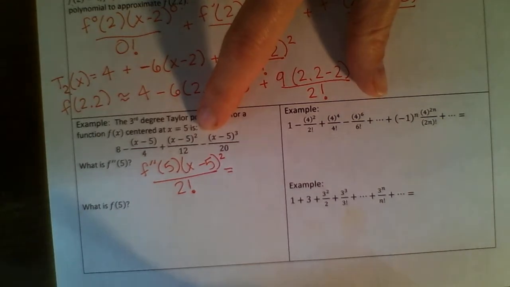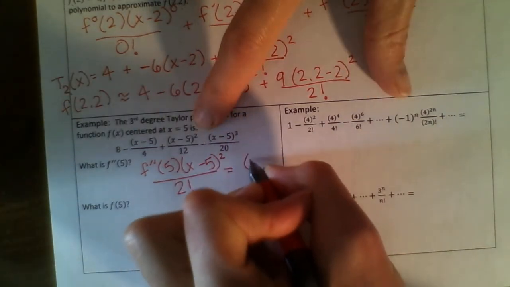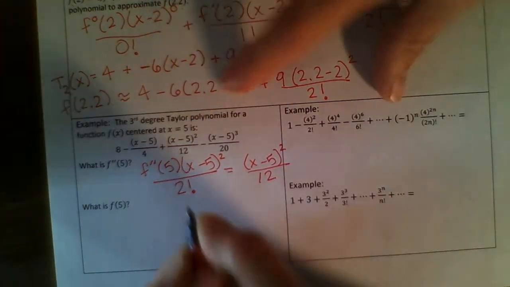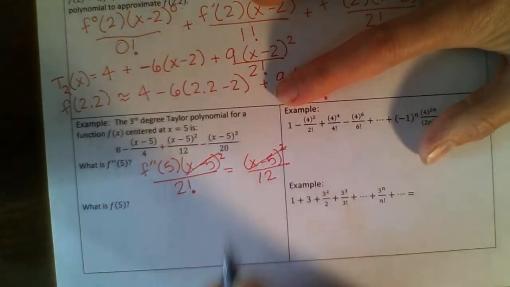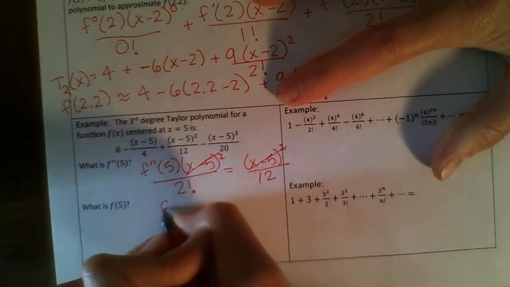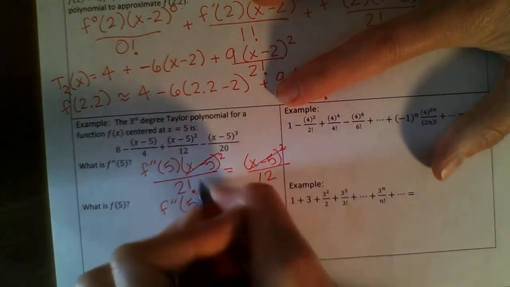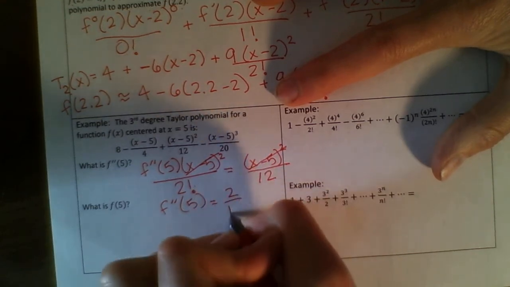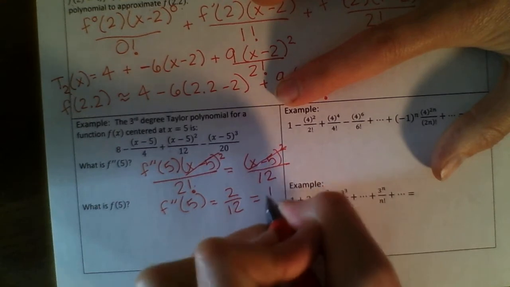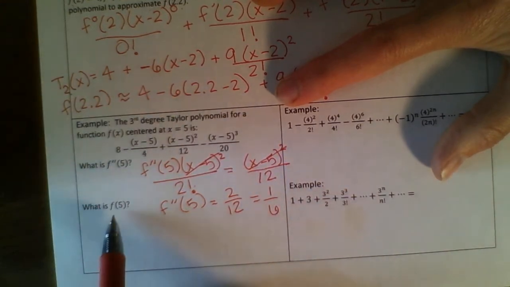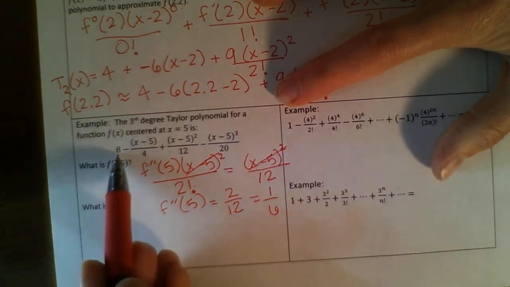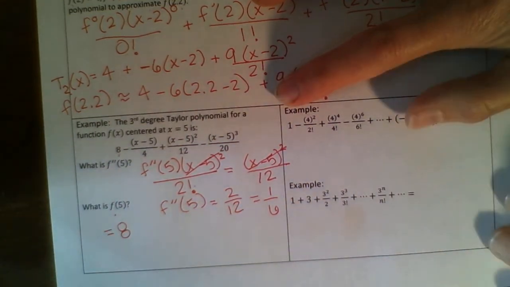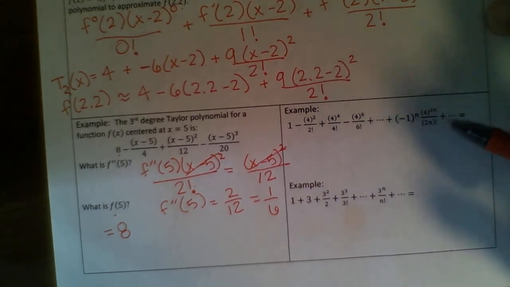So we're going to go here and set that equal to this term, (x minus 5) squared over 12. So I can just divide this out of both sides, and then to find my f double prime of 5, I'm just going to take this 2 factorial, which is just 2, and move it to the numerator on the other side. So 2 over 12, so 1/6. Okay, what is f of 5? Well, that's just this first value here. It's 8.